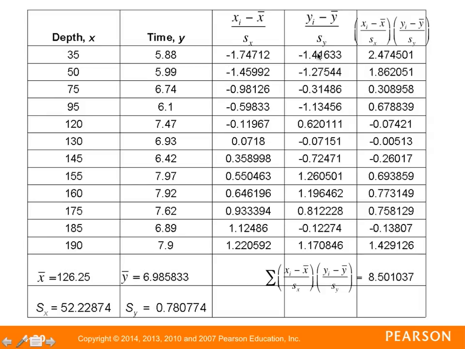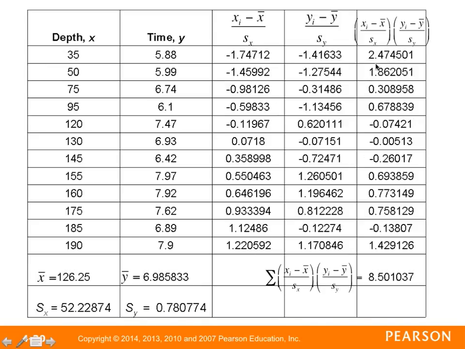To get this next column, you do the same thing but with y's. So you take your yi, which is your observation, so this 5.88. You subtract your y bar, which in our case is 6.985833, and then we divide that by the sample standard deviation for our y's, which is 0.780774, and we get negative 1.41633. And then you multiply these two things together. That's this last column here, and we get 2.474501. And we do this all the way down.